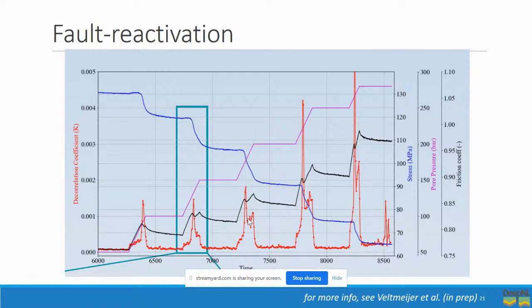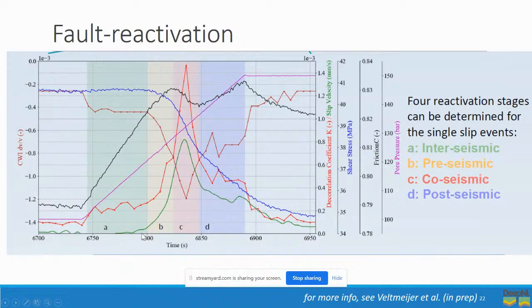If we now zoom in on this one, the second slip event in the sample, and look a little bit more in detail, and then we plot both the green slip velocity curve together with the decorrelation coefficient curve in red in the diagram. And then you have your pore pressure increase in pink again there. And then you can see that your slip velocity curve and your decorrelation curve in red have a lot of correspondence with each other. You see the same pattern coming back.